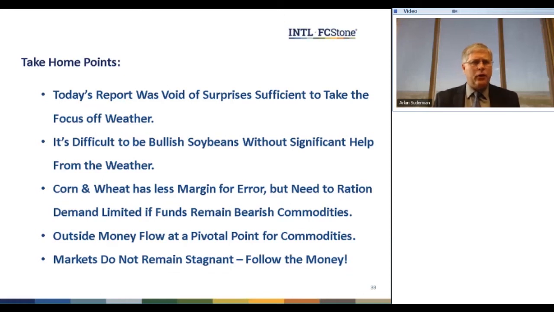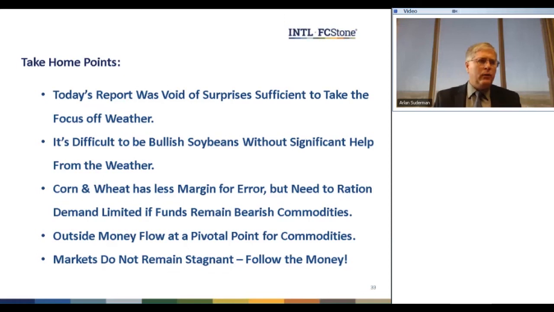How long does it go? And fundamentally, it's difficult to be bullish soybeans without significant help from the weather. Corn and wheat have less margin for error, so we're watching those a little bit closer. I think Minneapolis wheat has clearly been the leader in this, and then corn has taken up some leadership role of late as well.